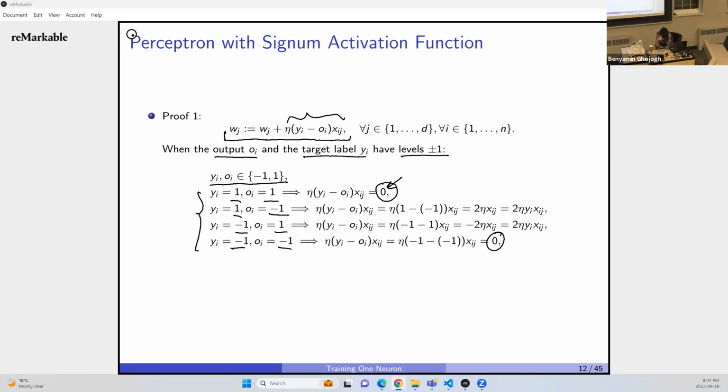When one of them is 1 and the other one is -1, let's consider yi equals 1 and oi equals -1. Then I replace yi with 1 and oi with -1. Then 1 minus -1 becomes 2, so I have 2 eta xij. Can I say it is equal to 2 eta yi xij? Because yi is 1. Now let's consider the other way around. When yi is -1 and oi is 1, I end up with -2 eta xij. Then can I say it is 2 eta yi xij? Because yi is -1.